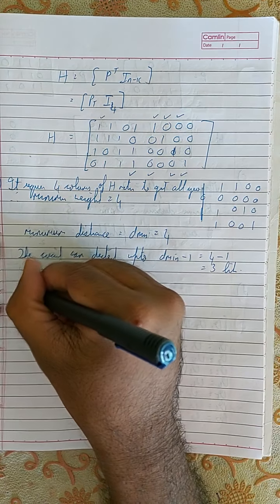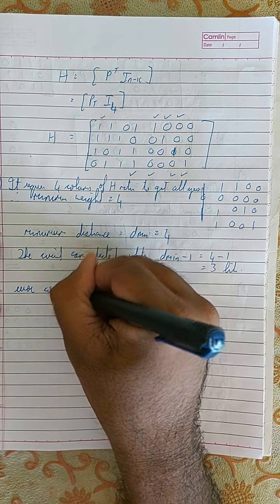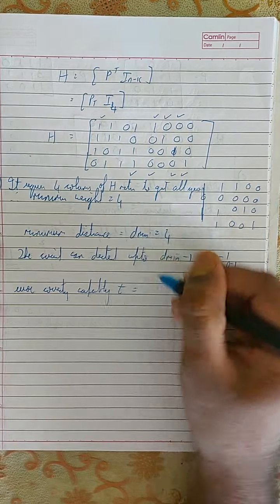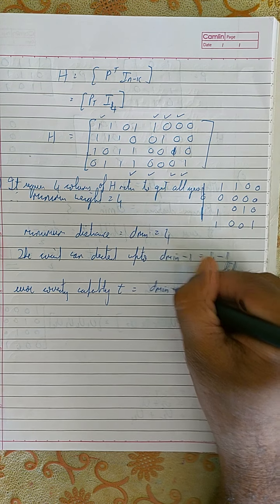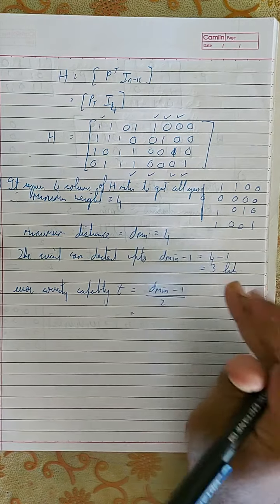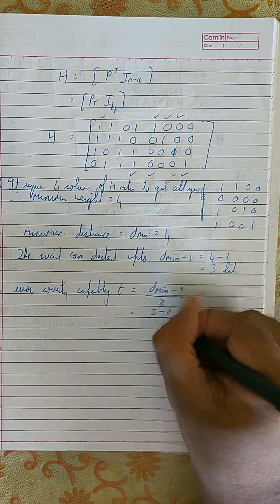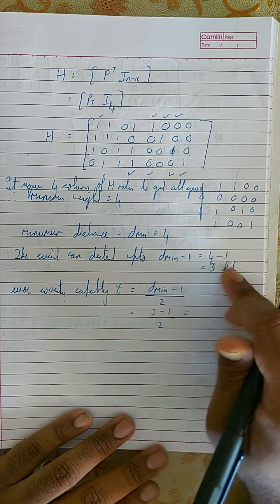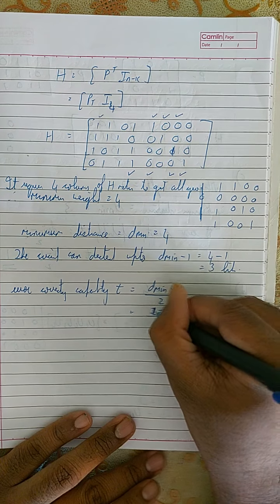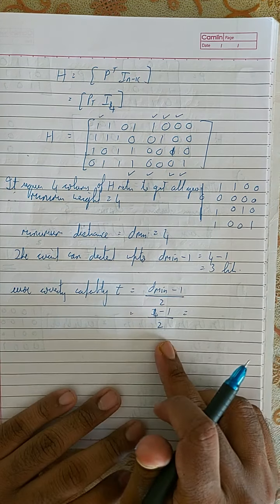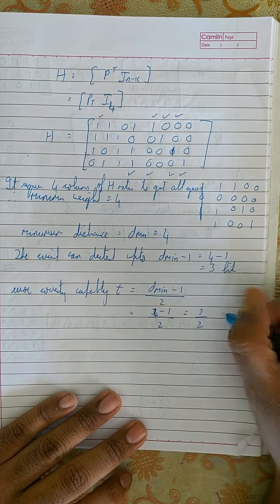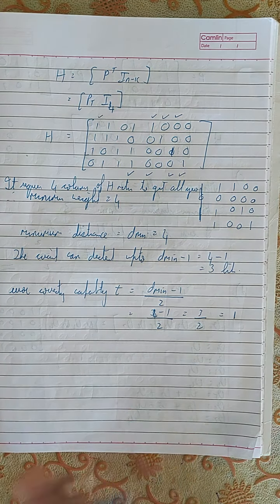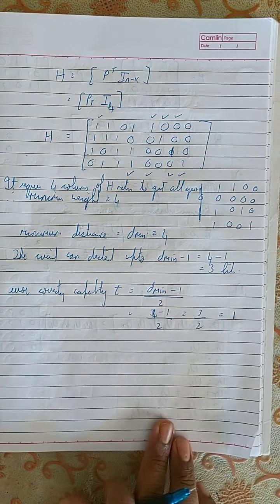Now the error correcting capability. t is equal to (d min minus 1) by 2, which is, no sorry, d min is 4, right? So 4 minus 1 by 2 is 3 by 2, which is 1.5, and t should be less than this. So take the next integer less than that, which is 1. That's what the equation is.